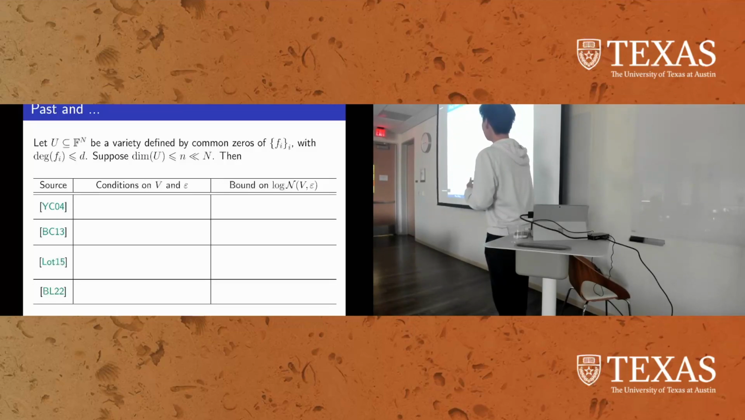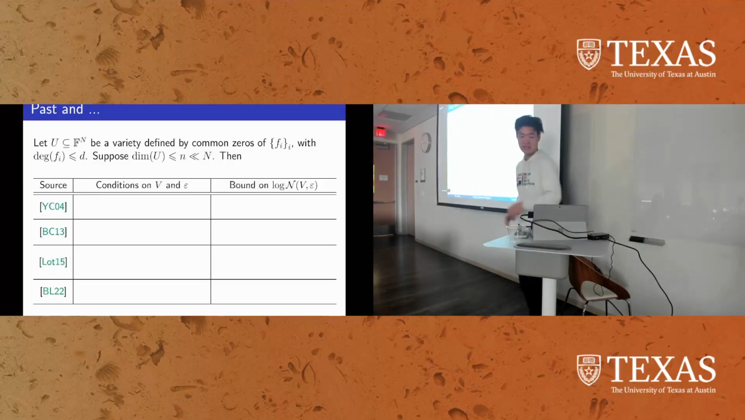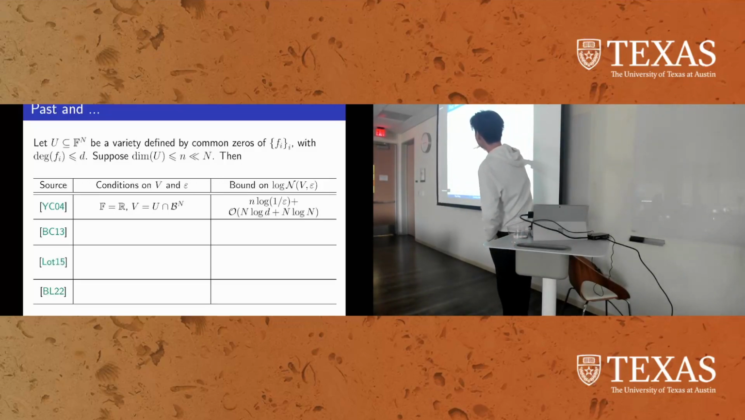So to have a finite covering number, I simply intersect U with the unit ball, and I look at the covering number of this restricted set U. What is the covering number of that? By Yomdin and Comte's 2004 paper, they control the covering number of this set B, which is the intersection of U and the unit ball. And the bound typically looks like this.